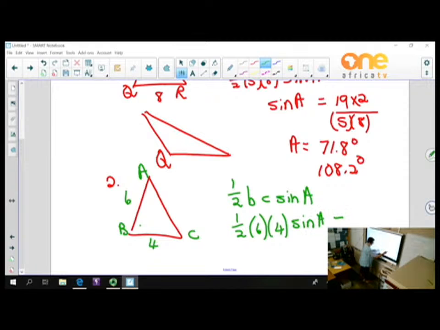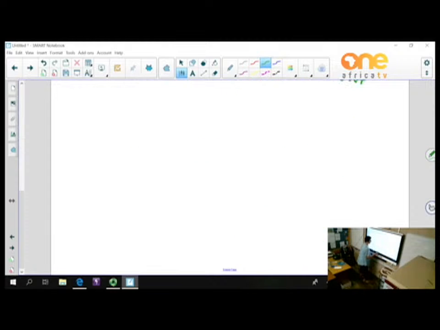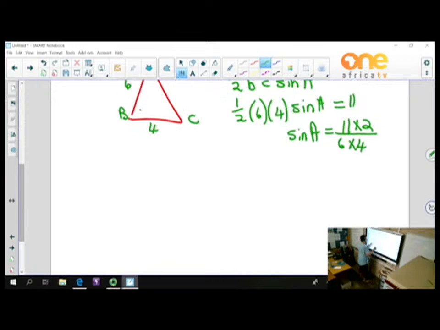This is what you want to calculate, and we equate it to 11. So sine A is then equal to 11 times 2, opposite operations here, divide by 6 times 4. And you will say second function sine, and A. Look there that I write A now. It doesn't stay sine A, that's mathematically not correct. It's A now, and A is 66.4 degrees.